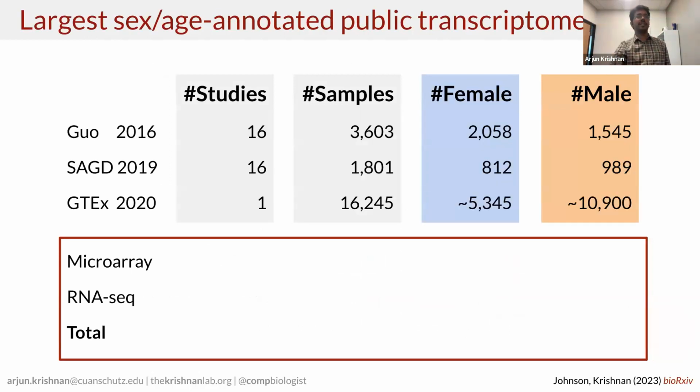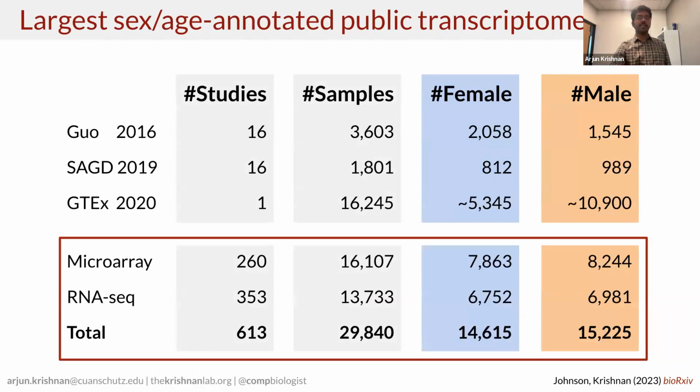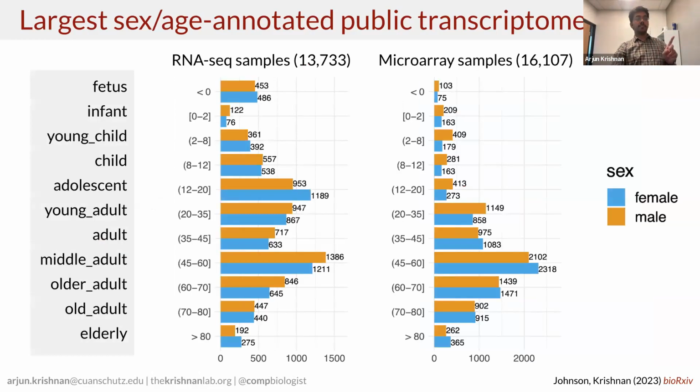I'm not going to tell you the details. Ignore the top part of the slide. The bottom part is the most important. She essentially curated 600 studies that clock about 30,000 samples, equally spread across microarray and RNA-seq, and equally spread across females and males, and she's annotated them as females and males. And second, these 30,000 samples also come from almost every age group along the human lifespan in both females and males. So we have very good data representation, and this was a massive effort on her part.